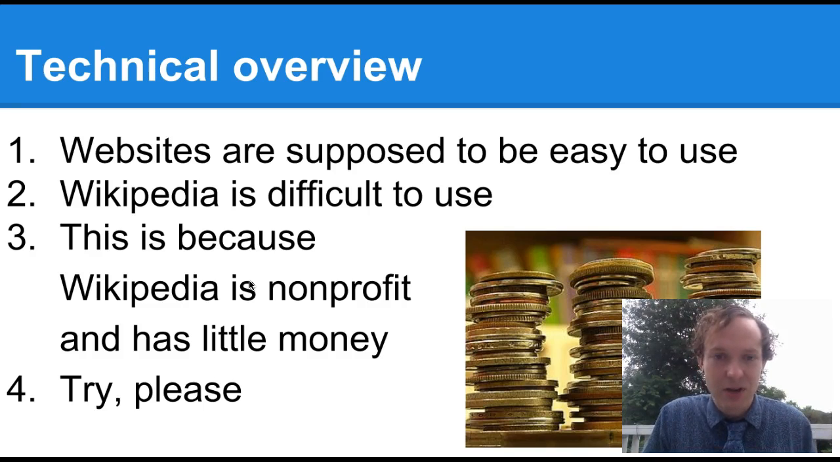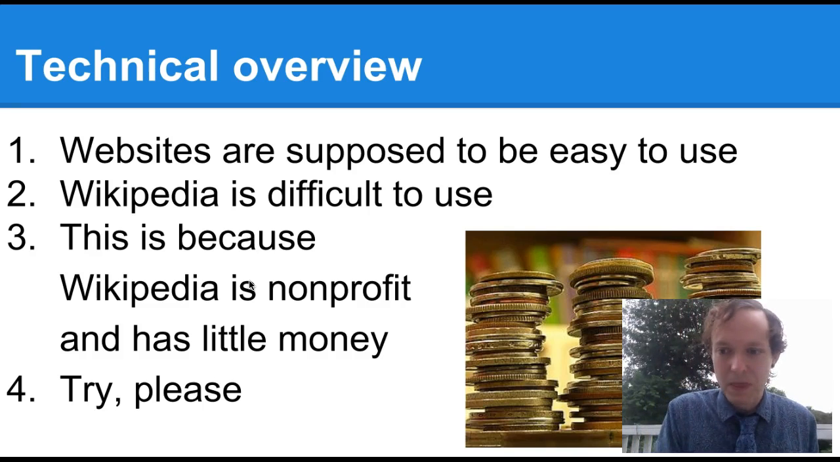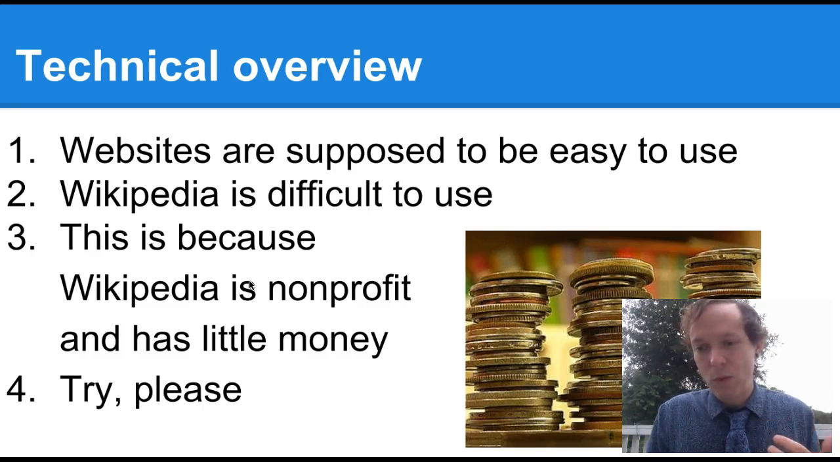So Wikipedia is unique among all popular websites on the internet in that it's nonprofit. It doesn't have a lot of money. And because it doesn't have a lot of money, that means there's not a lot of developers on the back end making it easy to use. And so it's easy, even for new users, to find things on Wikipedia that don't work properly, aren't intuitive to use. I'm just going to tell you, Wikipedia, it's not an easy website to navigate.